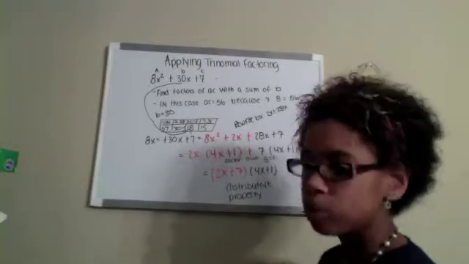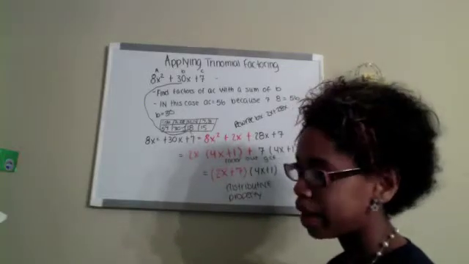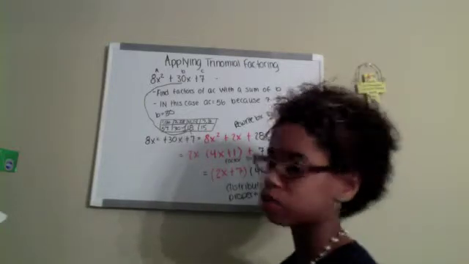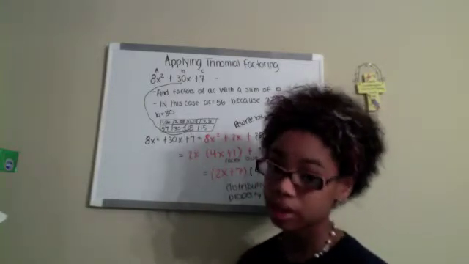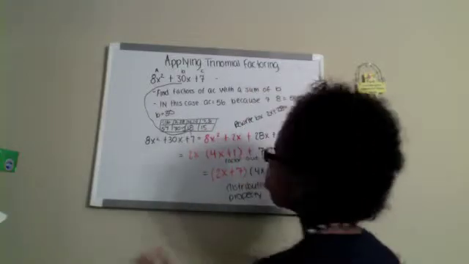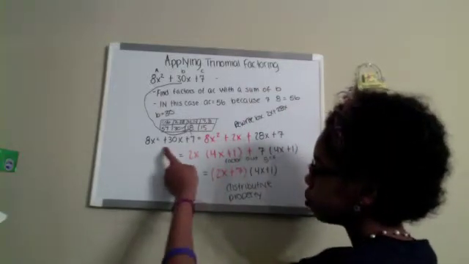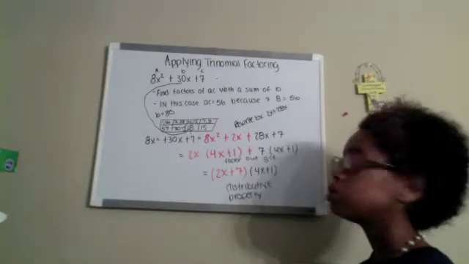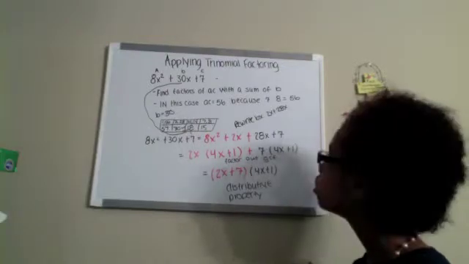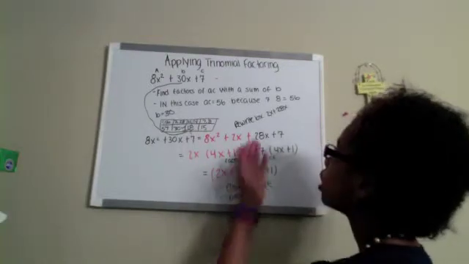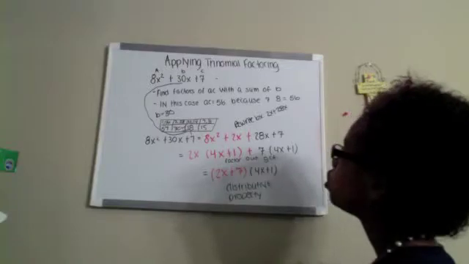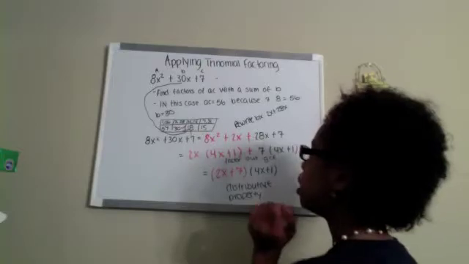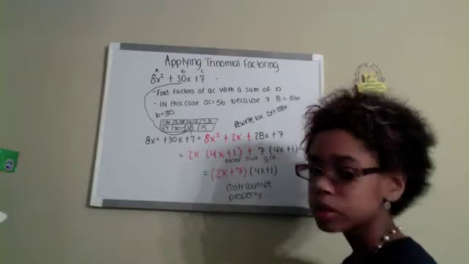So then we went back to factoring the ax squared plus bx plus c again, and we wrote out our equation. 8x squared plus 30x plus 7 equals 8x squared plus 2x plus 28x plus 7. And again, we wrote bx as 2x plus 28 because 28 plus 2 is 30. And that was our sum of our factors.